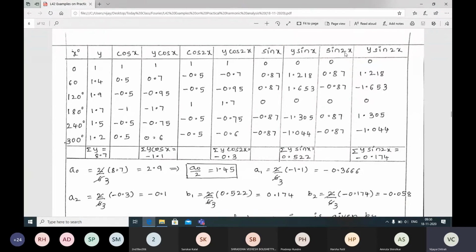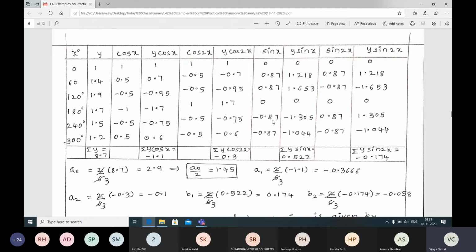Now find sine 2x. So 2x, 2 into 0 is 0, sine 0 is 0. 2 into 60 is 120, sine 120 is 0.87. 2 into 120 is 240, sine 240 is minus 0.87. 2 into 180 is 360, so sine 360 is 0. 2 into 240 is 480, so sine 480 is 0.87. 2 into 300 is 600, sine 600 is minus 0.87.